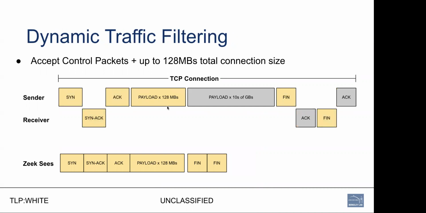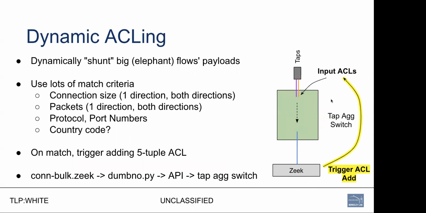So what we prefer to do is something a little bit more dynamic. So dynamic traffic filtering or dynamic ACLing or shunting. Basically, we accept those same control packets, and then we also accept up to a threshold of connection size. So we're going to accept, let's say up to 128 megabytes of the payload as well, and then we'll drop the rest. And the way we do this is using a Zeek policy.